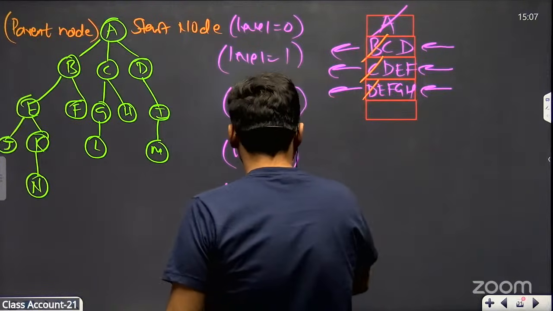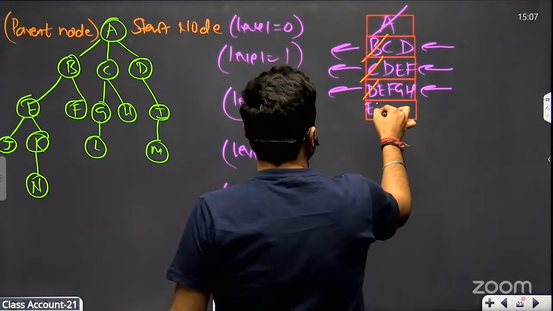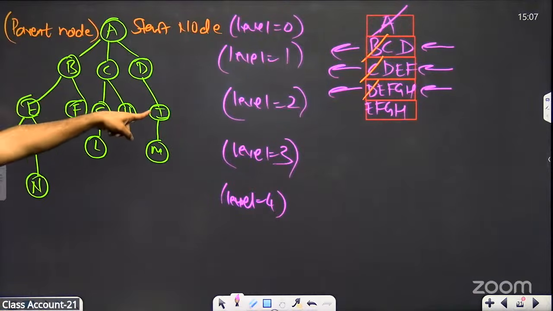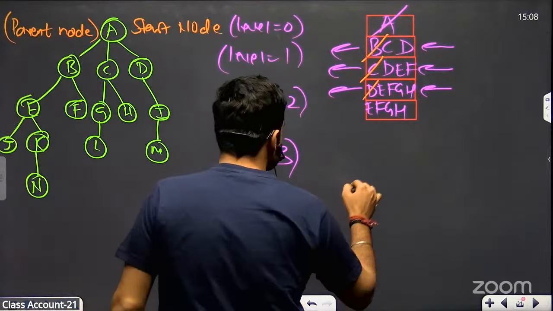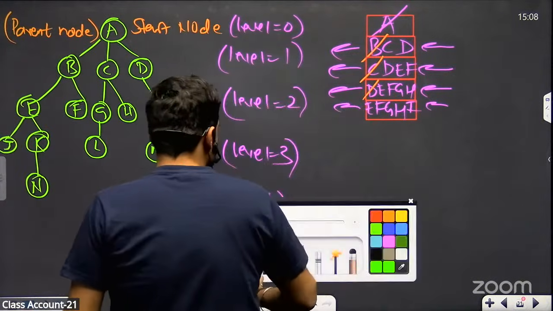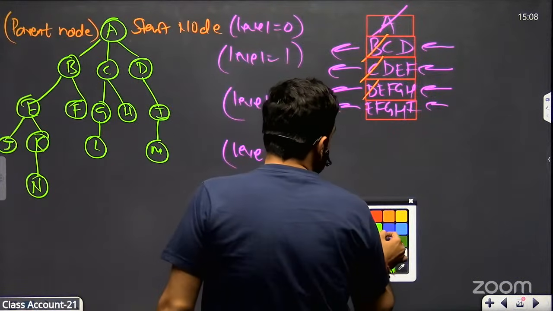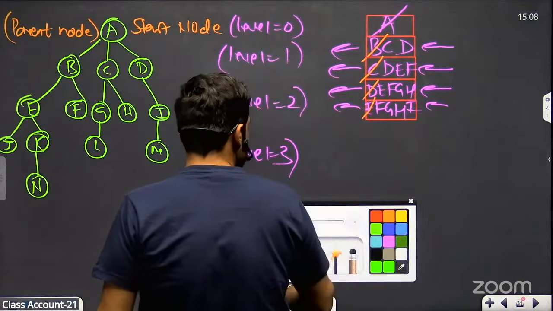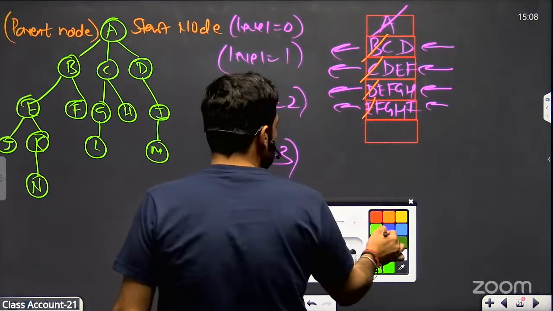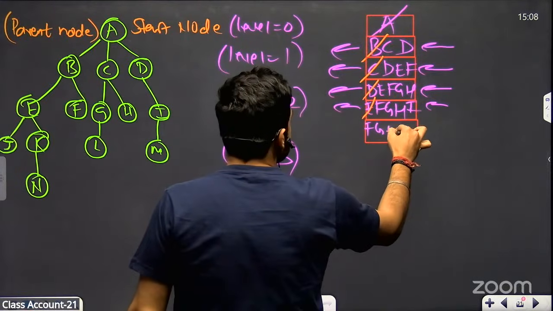Okay, now we have E, F, G and H. D has how many children? D has a single child, that is I. Now after this, which came? Node E came. So I would be cutting node E. So F, G, H, I.